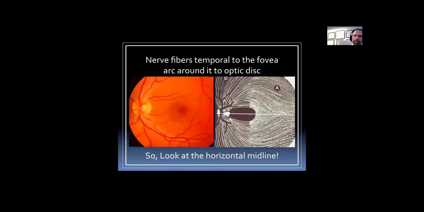So the second anatomic correlate is that the nerve fibers temporal to the fovea arc around to get to the disc. So there's an anatomic separation of the visual information at the disc. So look at the horizontal midline in addition to the central portion of the visual field.